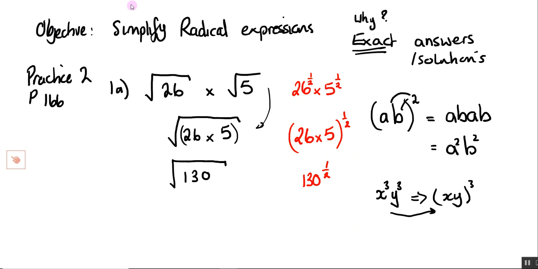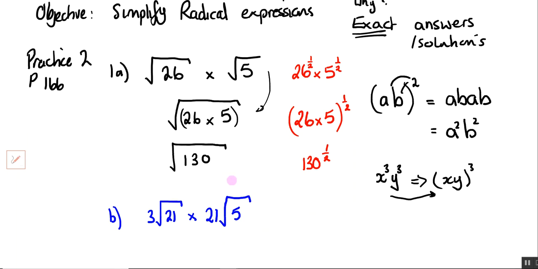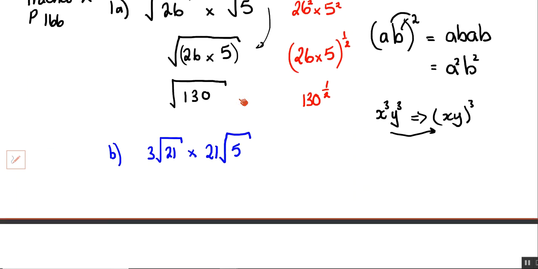So the next one we'll have a look at, question B, would be if we've got 3 root 21 multiplied by 21 root 5. Anyone want to go for it?